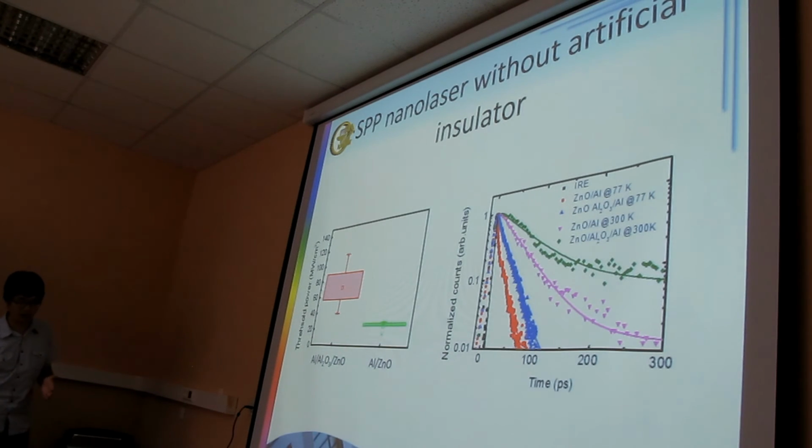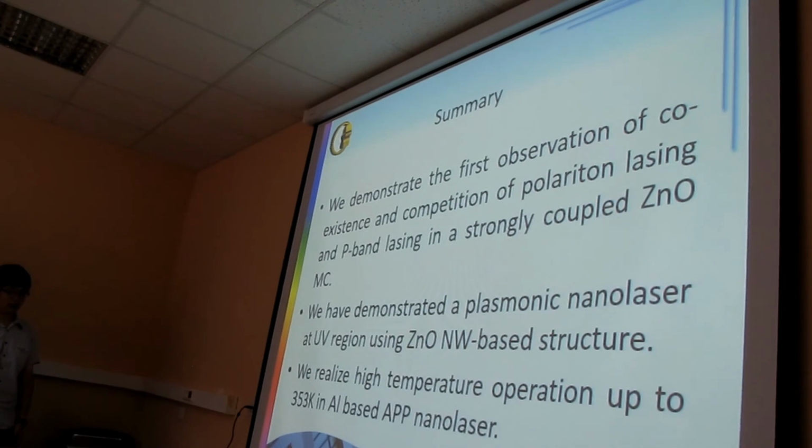If we measure the zinc oxide nanowire directly placed on the sapphire, the lifetime is about 300 picoseconds. In this case, we place the nanowire onto the metal film. The lifetime is about 50 picoseconds, which shows that our device is under plasmon operation.